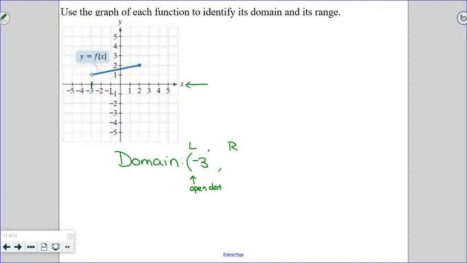Comma, the farthest right. So I follow this graph, follow this graph, follow this graph, and then it stops here. And the farthest right this graph goes is 2. And again, parentheses or bracket. Bracket because it's a closed dot.